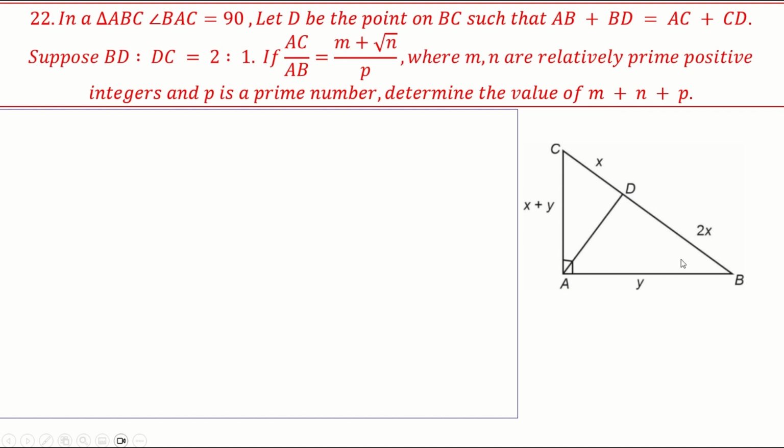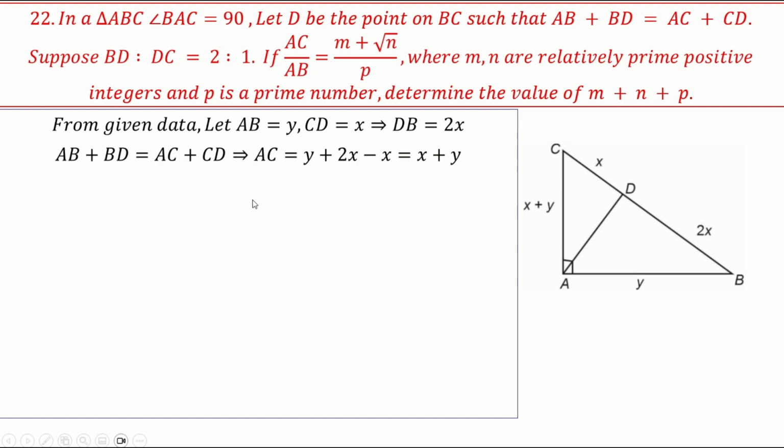He said AB plus BD equal to... So if this is X, this is 2X, that we are clear now. And then if AB equals Y, then 2X plus Y equal to, it should be 2X plus Y. So AC has to be X plus Y. So this is our first derivation: AC is X plus Y.